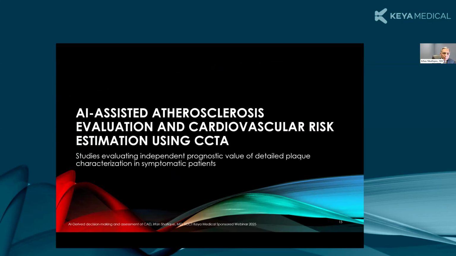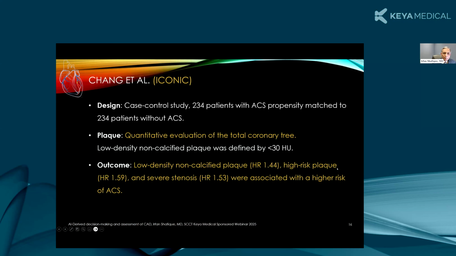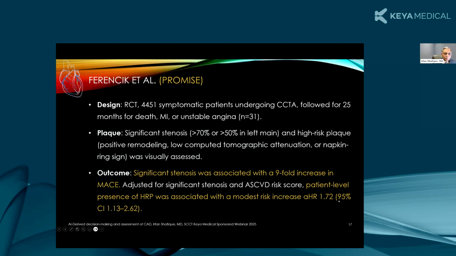So there are many studies done on AI-assisted atherosclerotic evaluation for cardiovascular risk assessment, where they really look at plaque characteristics, especially in symptomatic patients. The ICONIC study, as you see here, showed quantitative evaluation of the total coronary tree: low-density non-calcified plaque, high-risk plaque and severe stenosis were associated with higher risk of acute coronary syndrome.